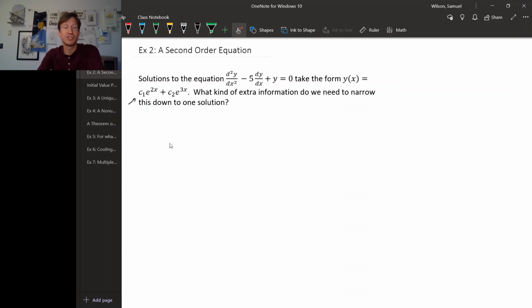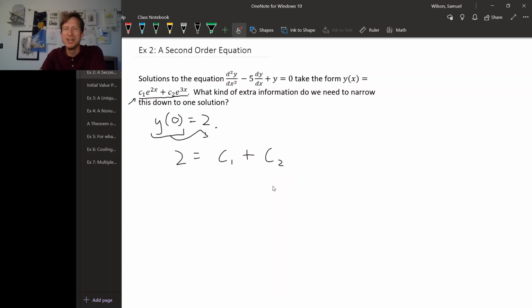So for an initial condition, let's say that y of 0 is 2. Okay, well, based on our experience from the previous example, we know how to use this initial condition. We can use our formula for y of 0. We have this formula for y of x, so just plug 0 in there for x, and we get c1 plus c2.